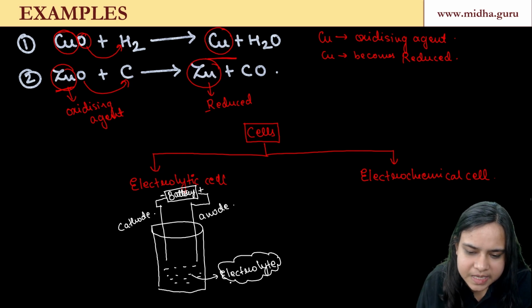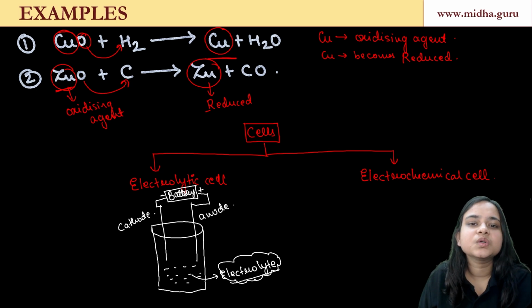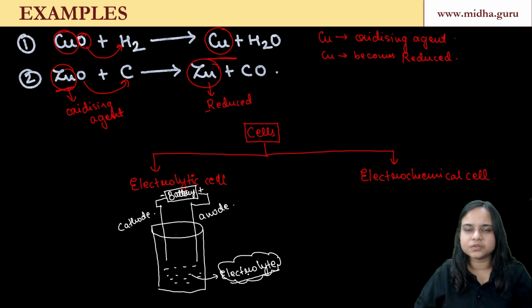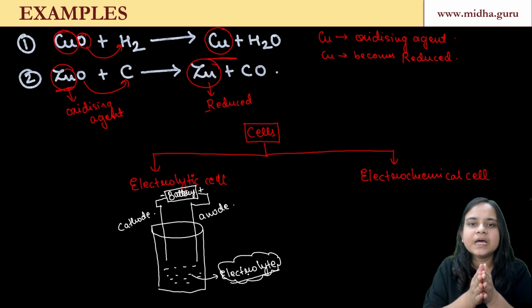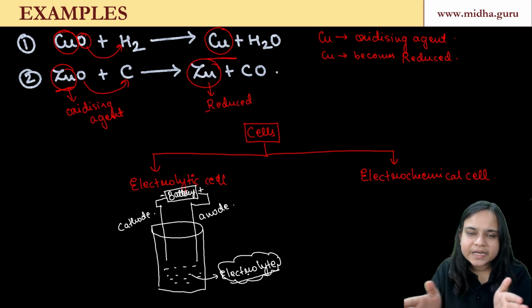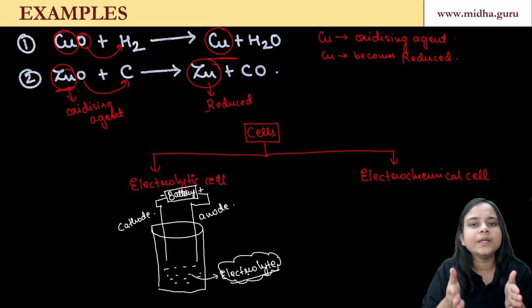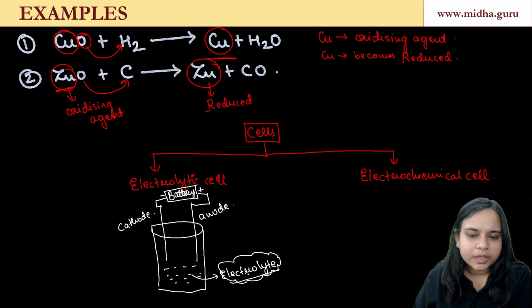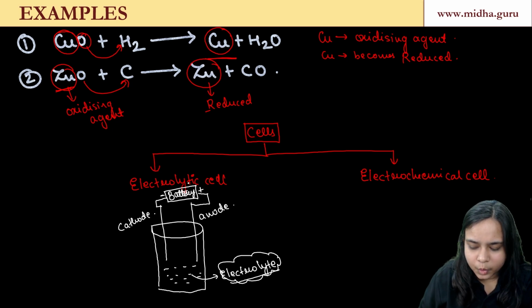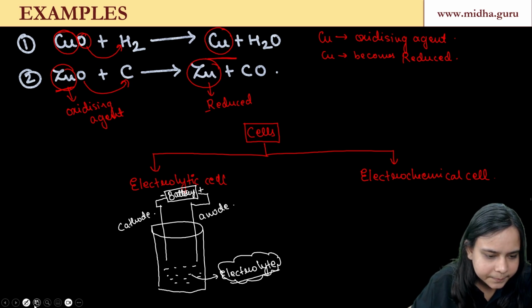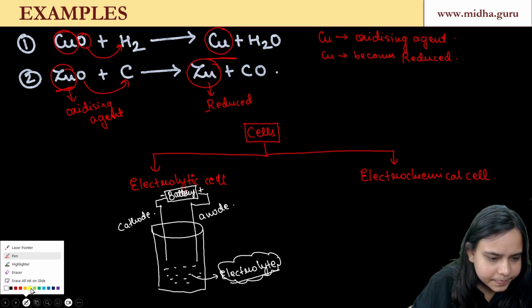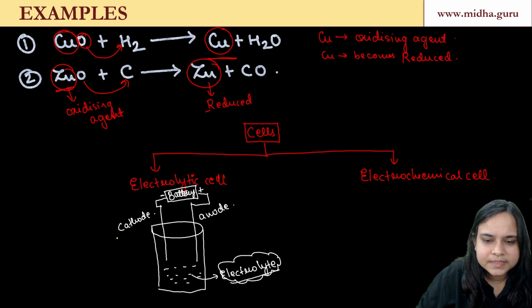Now, when we are providing electricity to this, the electrolyte becomes dissociated. That is, it gets dissociated or separated into its individual ions. Before starting with this, I want to note one more thing here. Is this an electrolytic cell?